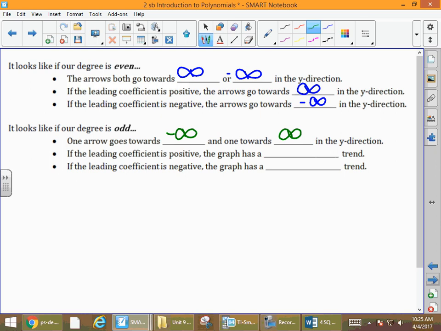And if the leading coefficient is positive, then the graph tends to have a positive trend. And what I mean by positive trend is that our graph starts low and gets high. So consequently, if the leading coefficient is negative, then our graph would have a negative trend. So it would start high and get low.